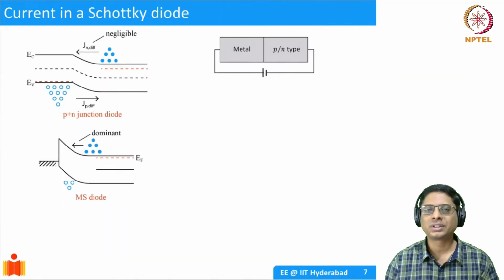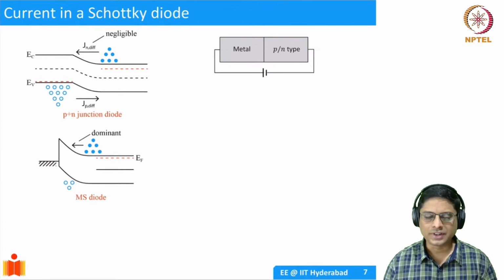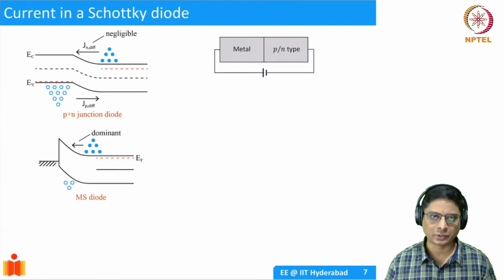In the last video, we were looking at the band diagrams of a Schottky diode. Now we want to understand how the current flows. And to understand how the current flows, we would like to compare a Schottky diode with a PN junction.